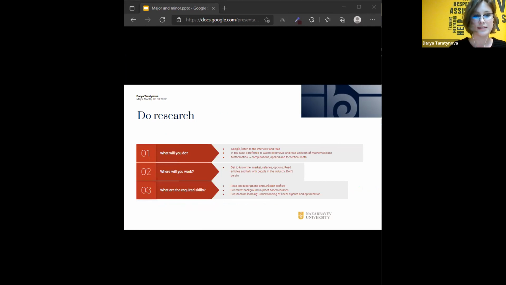Second step is to do some research. If the first step was more about emotional experience and feelings, then the second step is more about real life. The first question is what you will do. You should try to find maybe some responsibilities that you will have, or maybe some kind of specific work in which you will be engaged.